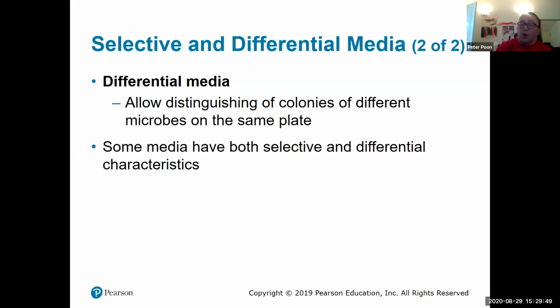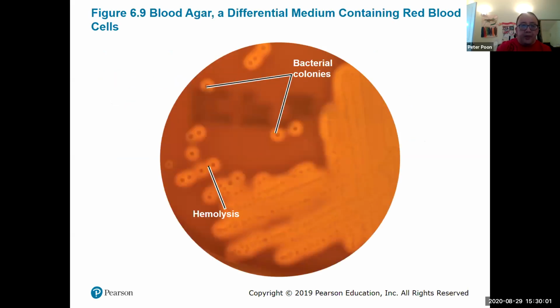Differential media has some distinguishing qualities of different microbes on the same plate. Here you can see blood agar. If the colonies can feed on blood, they will leave a little hole where the blood used to be. If it was a colony that could grow on the blood but not use it, it will grow on top of the blood, but it wouldn't use the blood. So there will be no hemolysis.